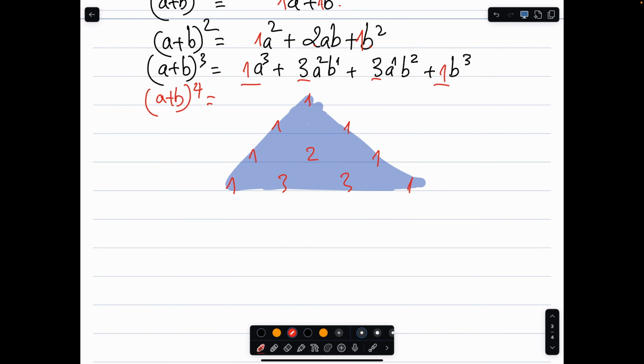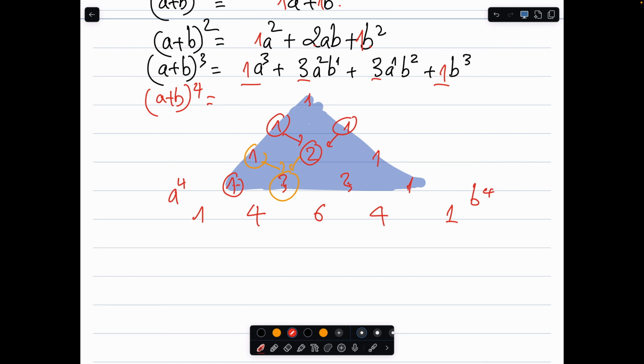Okay, so now you see 2 is from this guy, and 3, I use another color here, 3, this guy is from this guy. You see, now it's easy. The next row is 1 here, and this guy add together, you get 4, this guy add together, you get 6, this guy add together, you get 4, and of course, this is for A4, this is a B4.